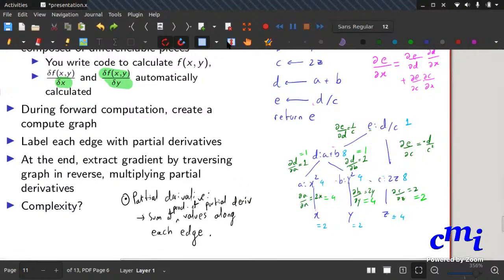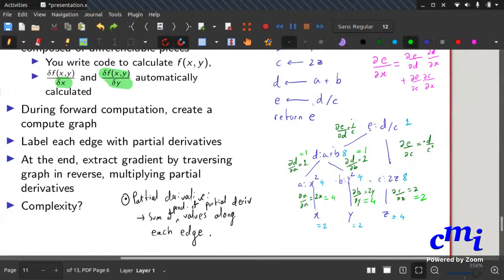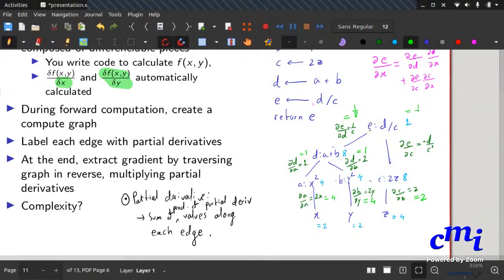We know C is 8. So this is going to be equal to 1 by 8, right? Similarly, delta E, delta C is D by C squared. We know D is 8, C is again 8. So this is also 1 by 8, right? And then these are all of my partial derivative values, right?